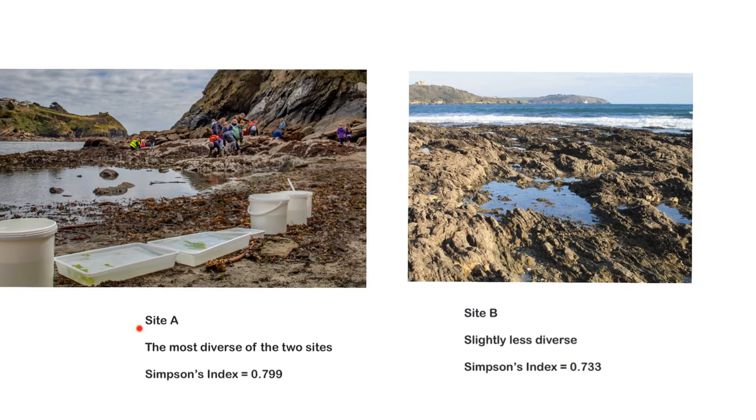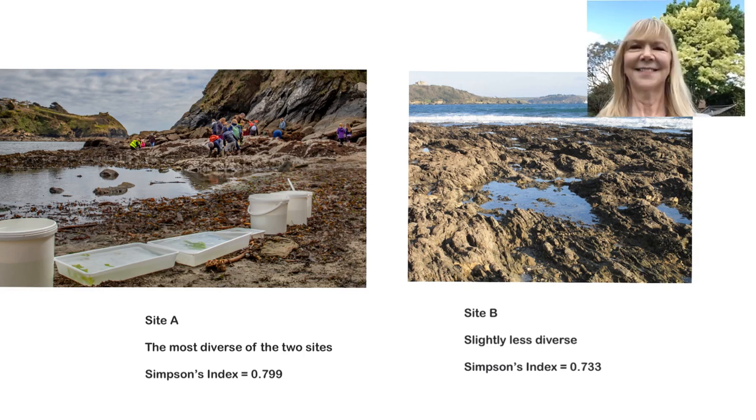So overall then, what we've done is we've compared site A with site B, and site A, even though it looks quite similar to site B, has in fact got a slightly higher Simpson's index of 0.799 compared to the Simpson's index of site B of 0.733.